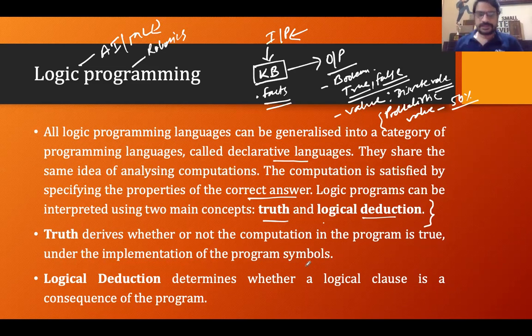Okay, this is one thing. In the truth-based logical programming. In the logical deduction based programming, what will happen is it determines whether a logical clause is a consequence of the program or not. It means whether it is aligning with my query, or with my computation or not. Okay, we'll see that very shortly, and we'll try to understand with the help of some programs also.